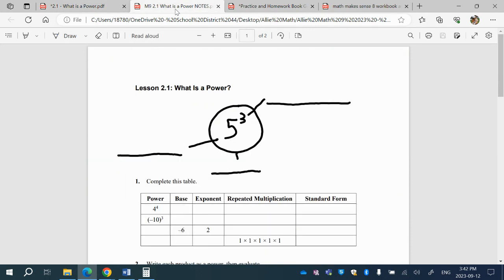Let's look at the next part of the notes. We're going to label this. Remember, the whole thing right here is called a power. This one right here is called our exponent. And this 5 in this case is called our base. So if you label that, that would be great.